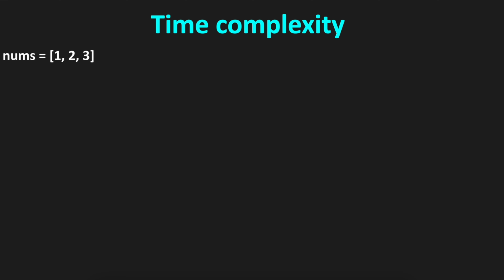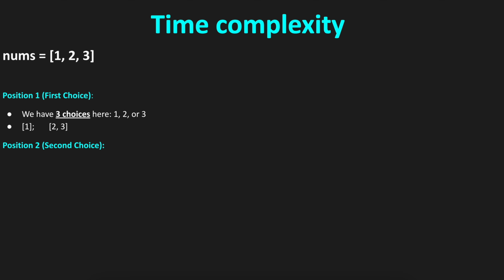In this case, we have nums 1, 2, 3, right? If we are at the first position, we have three choices. So we can either choose 1, 2, or 3, right? We can start from any of these elements. So we are choosing 1, and now we have options for the next one. We have options 2 or 3.